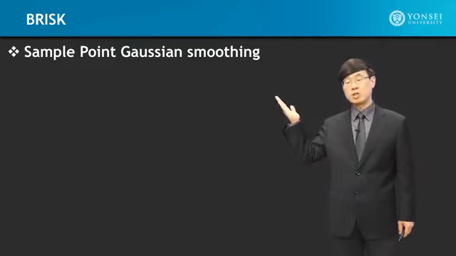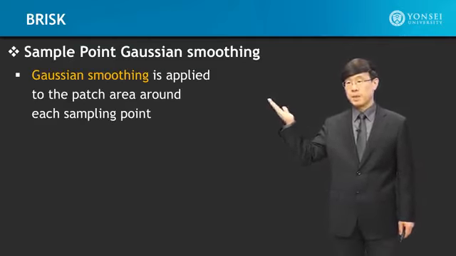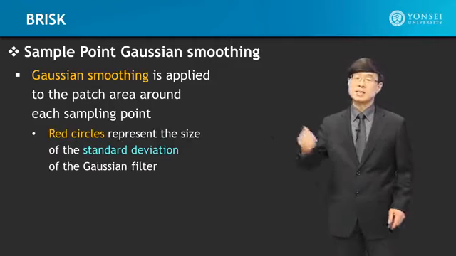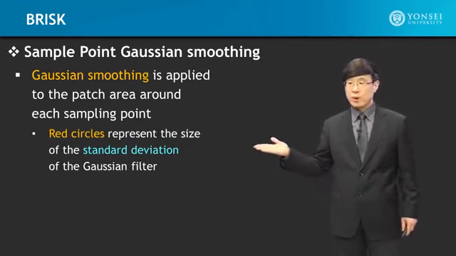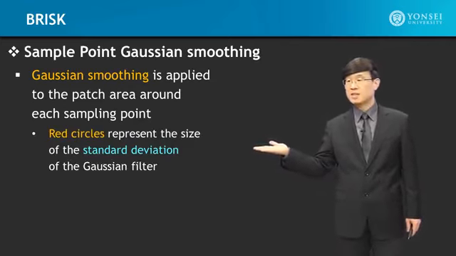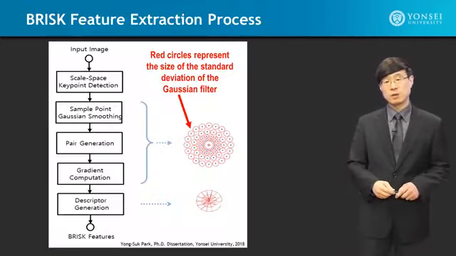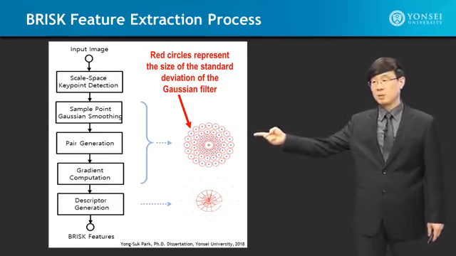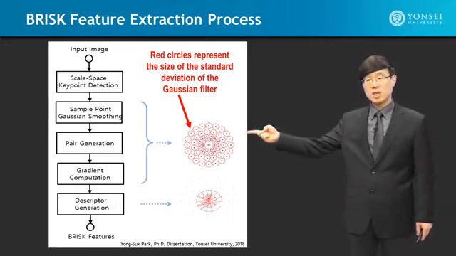Sample point Gaussian smoothing is also applied. The Gaussian smoothing is applied to the patch area around each sampling point. The red circles represent the size of the standard deviation of the Gaussian filter, like in right here. You see the red circles, which indicate the standard deviation size.